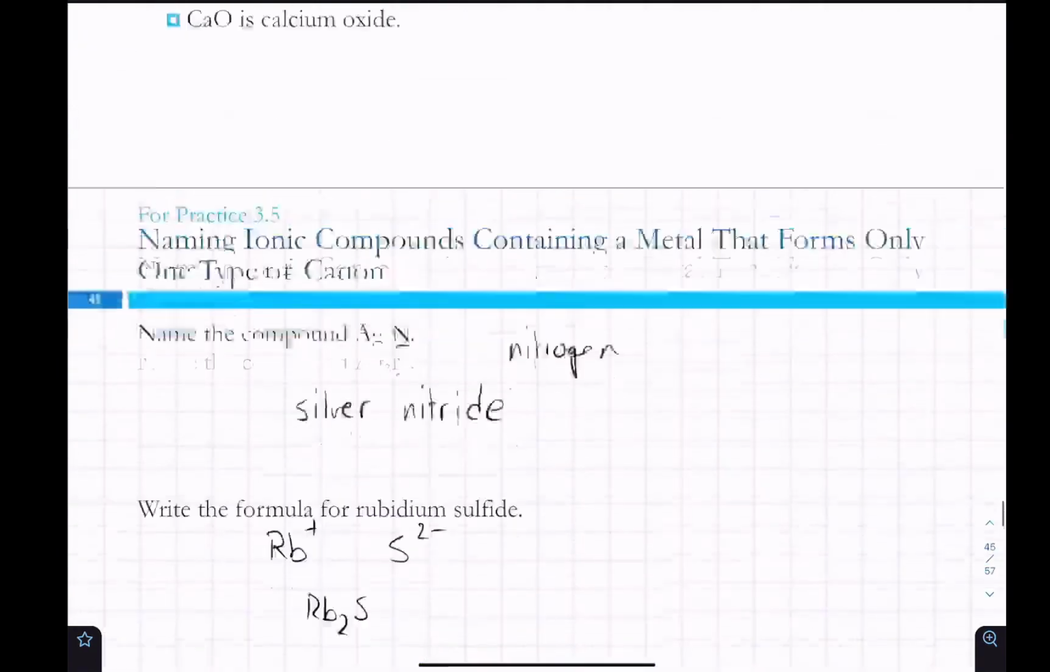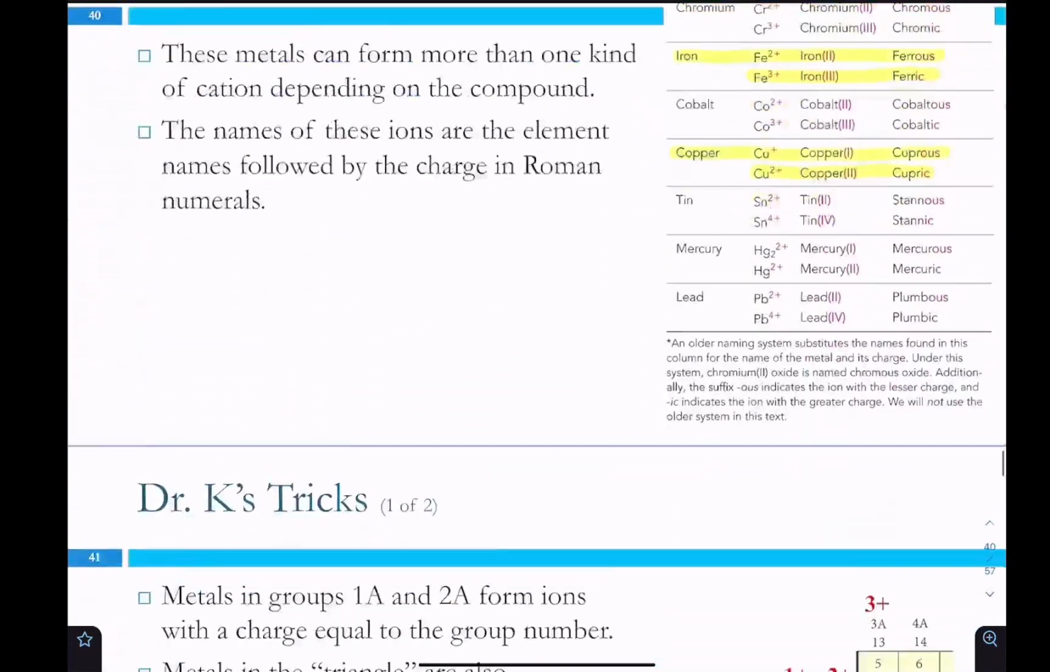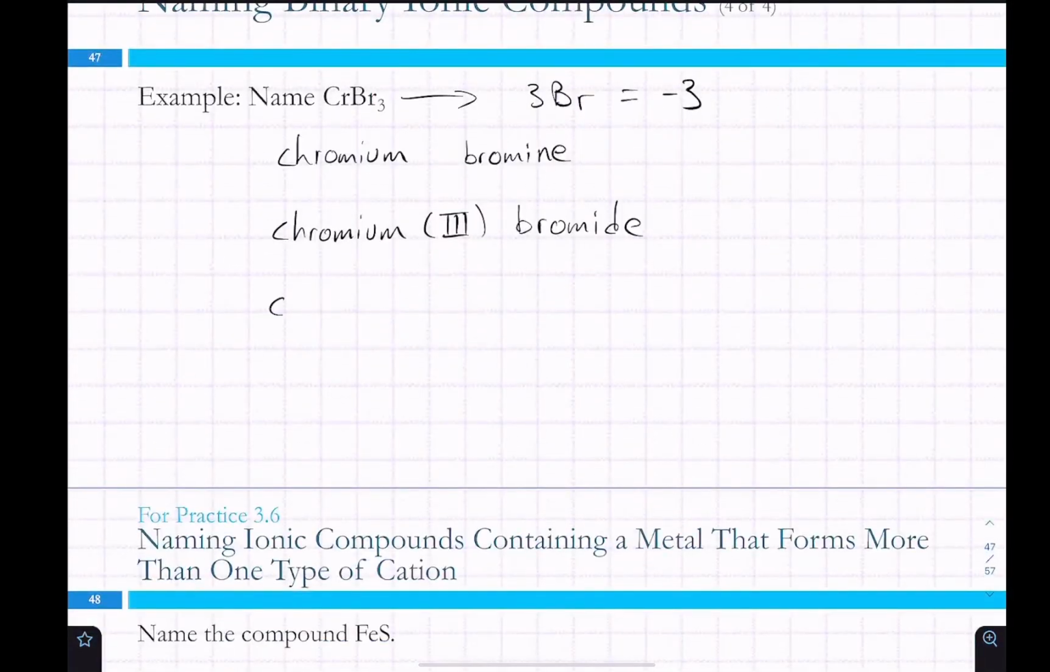And then what did we have for, let's just show these. Okay. So if we were to use the older naming convention, this would be chromic bromide. When we're doing assignments and stuff, is it fine if we do the modern version, chromium(III) bromide, instead of the old-fashioned version? So you just want us to be aware of that, so if we see chromic, we're not lost.